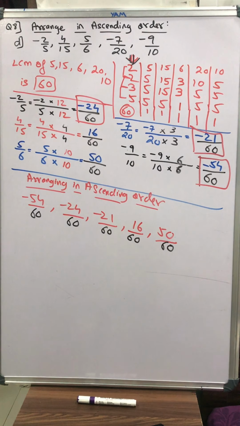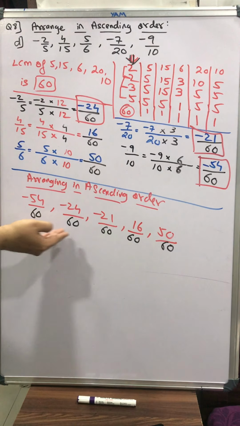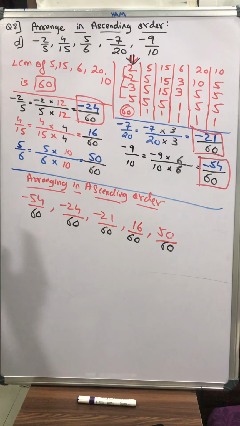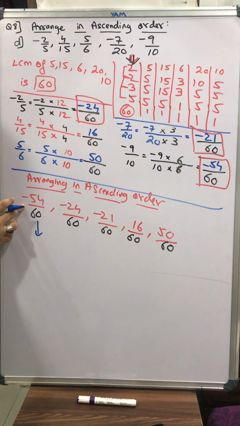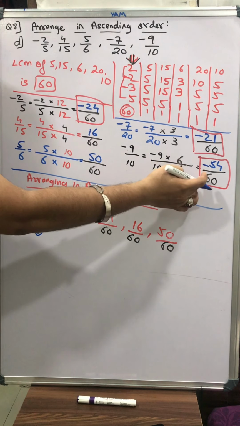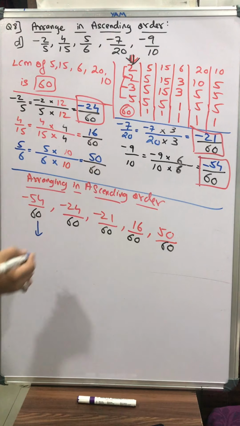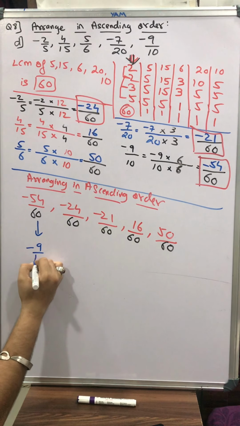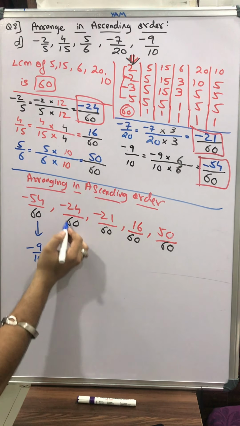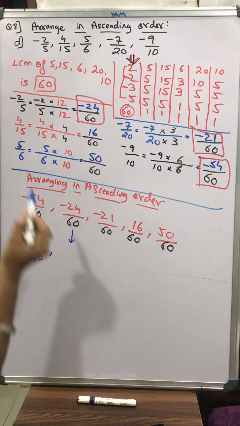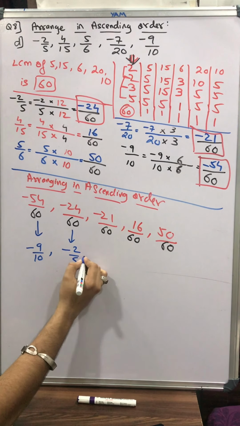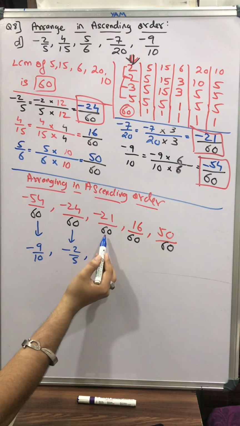Now students, can we term this answer as my final answer? This minus 54 upon 60, minus 24 upon 60. Can we term this as a final answer? No. Your 1 mark will be deducted. You have to write their original number. So from where you got minus 54 upon 60? We got minus 54 upon 60 from minus 9 upon 10. So we have to write minus 9 upon 10, comma. Minus 24 upon 60, from where you got? Minus 24 upon 60 we got from minus 2 upon 5. So I have to write minus 2 upon 5. From where you got minus 21 upon 60?